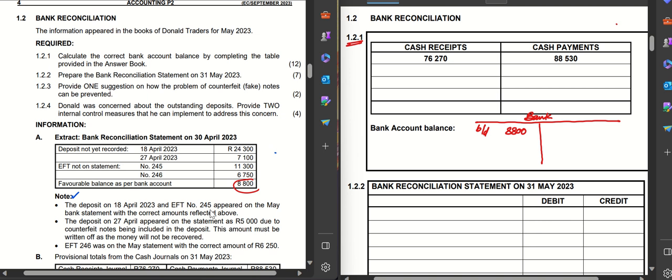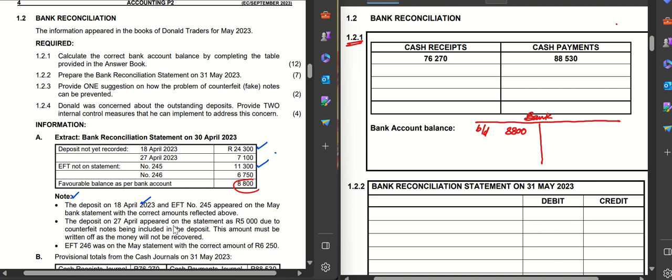And then it says note: the deposit on 18 April 2023 and EFT number 245 appeared on the bank statement with the correct amounts reflected above. So the deposit on 18 April, which is this one, and the EFT number 245, which is this one, have appeared on the bank statement with the correct amounts as reflected above. So those ones, I'm just going to tick them.